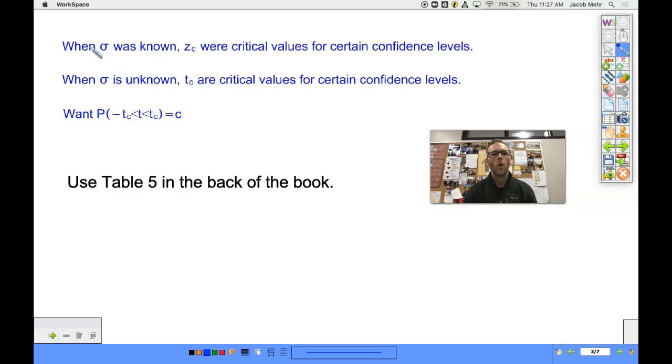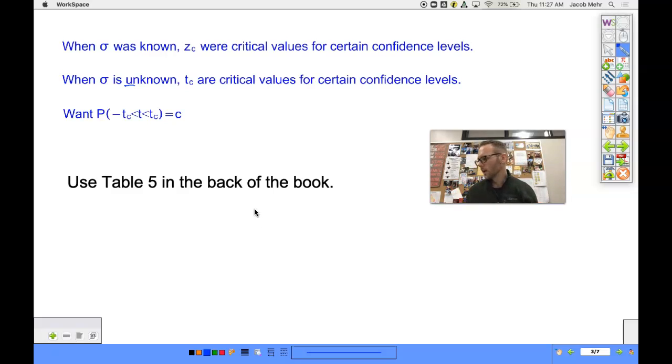Now, when we knew the population standard deviation, we used the critical z-score for certain confidence levels. And we're familiar with the z-score needed for 90%, 95%, 99%. But when the population standard deviation is unknown, we find the critical t-score for our confidence interval. And just like z-scores, we want the area between those critical t-scores to equal our confidence level. Now, how do we know what those are? Because it depends on what the curve is.